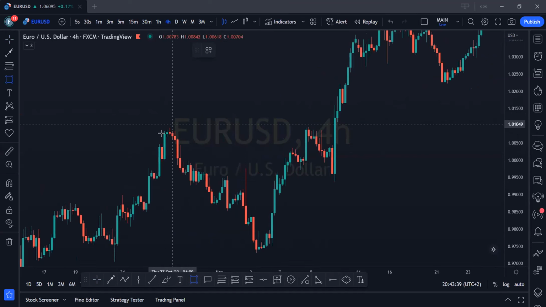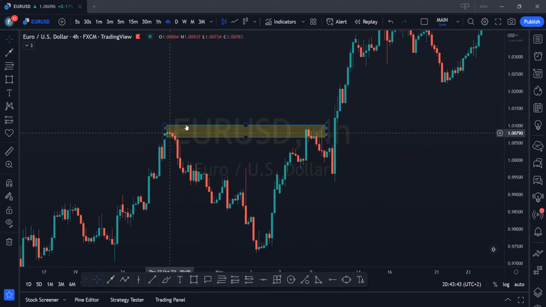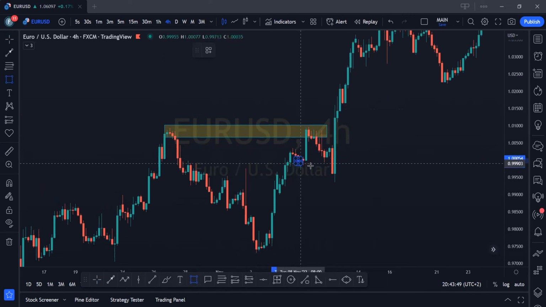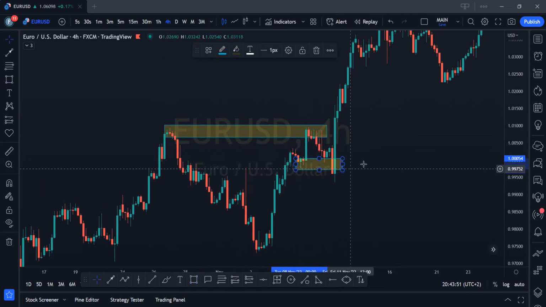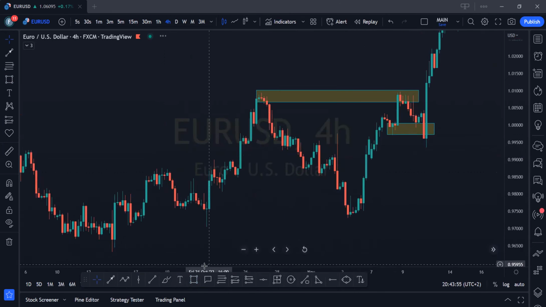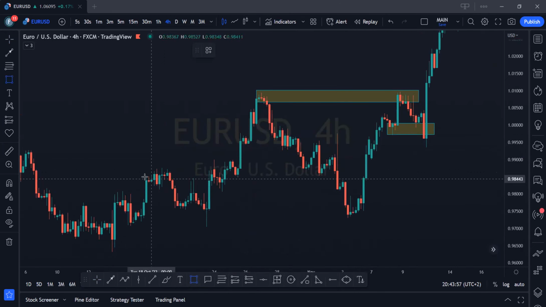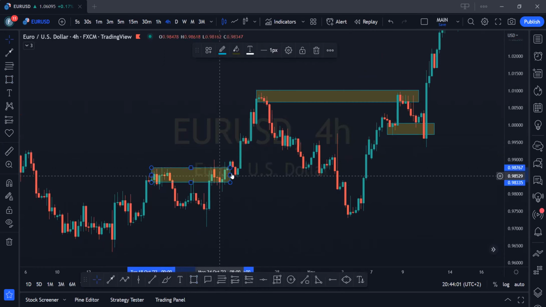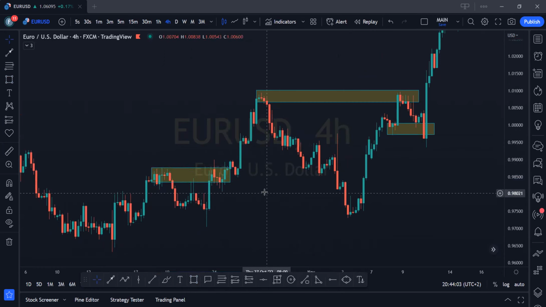Every single time. Check this out. Okay. Resistance, resistance. All right. Check this out. This was an area of support. Okay. That was eventually broken. All right. Area of resistance here. Okay, that was broken eventually.